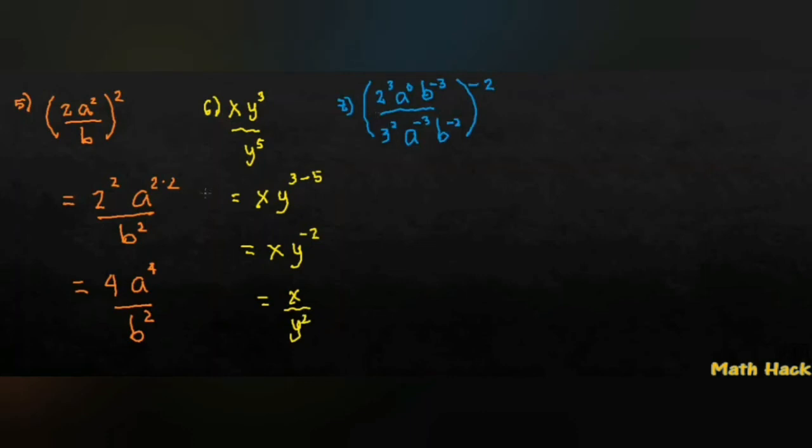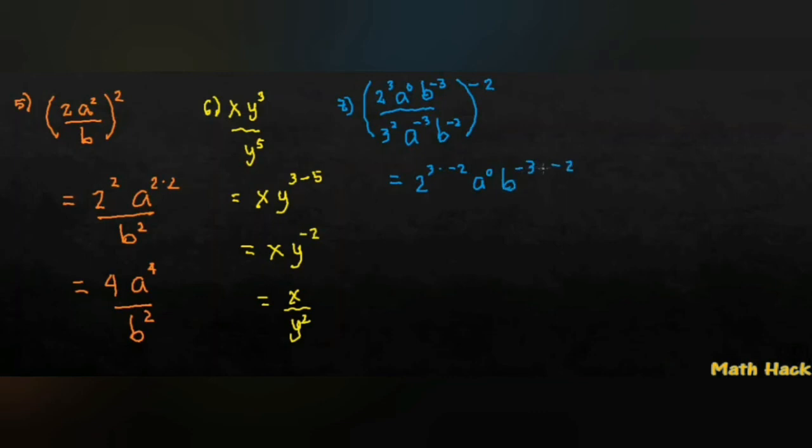Number 7, mukhang mahirap, pero kayang-kaya natin ito. Combinations lang to ng mga laws ng exponents. Una, distribute natin yung exponent na negative 2. So we have 2 raised to the power of 2 raised to the power of 3 times negative 2. A raised to the power of 0. 0 times negative 2, 0 pa rin yun. Then b raised to negative 3 times negative 2.